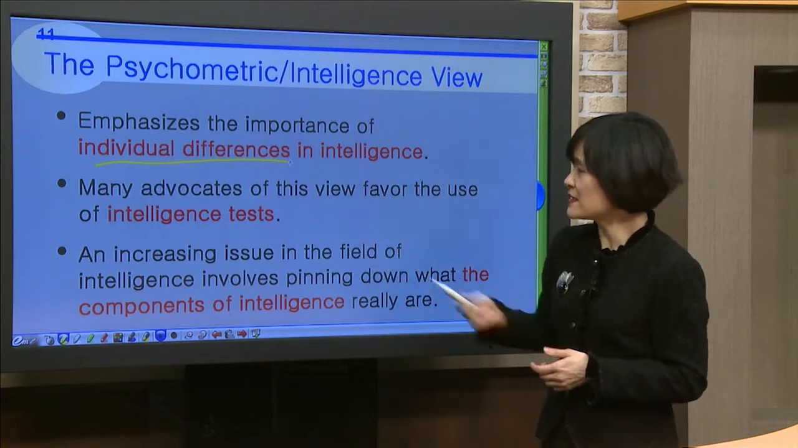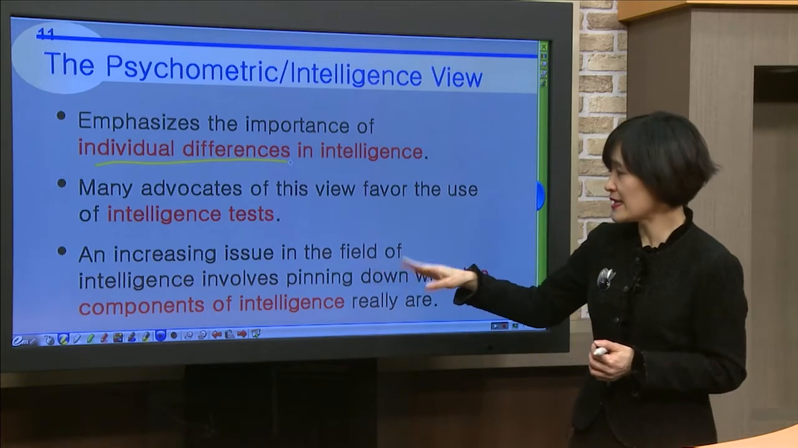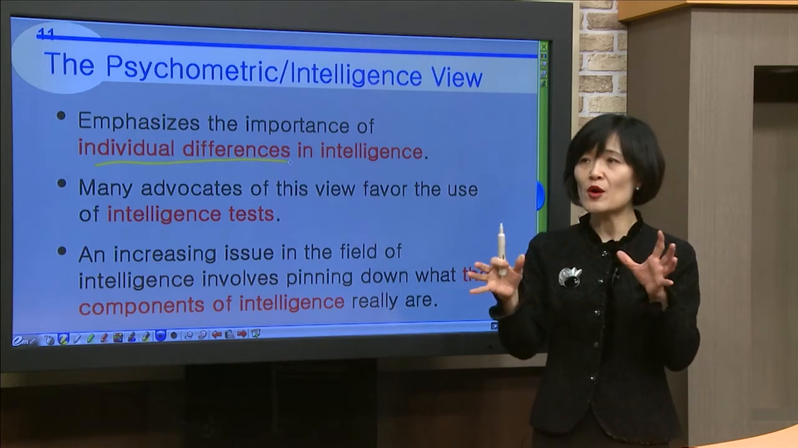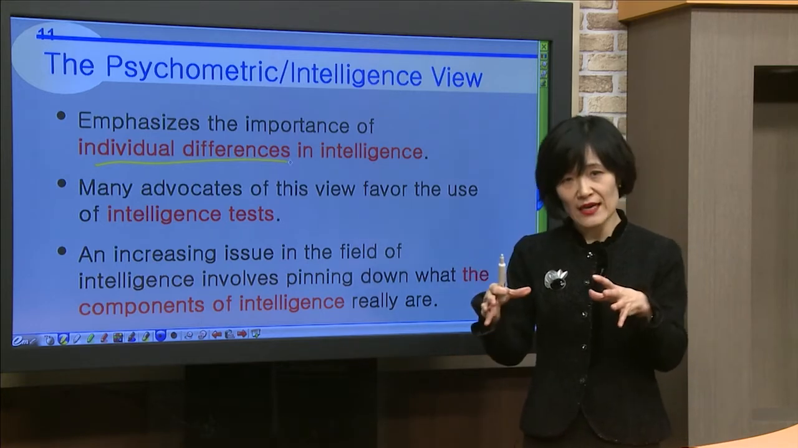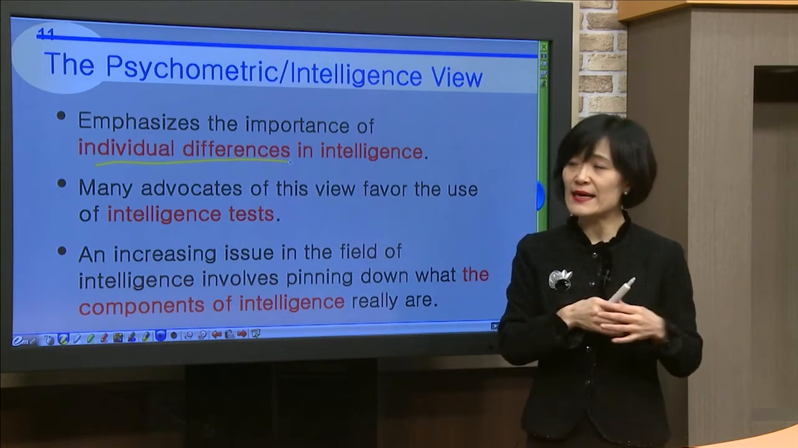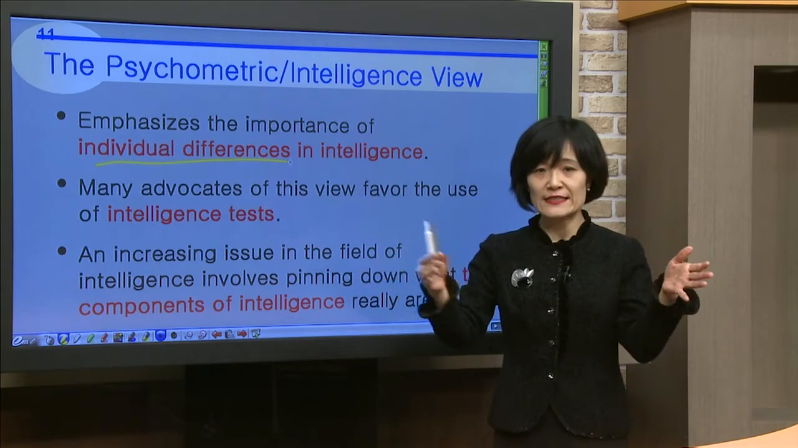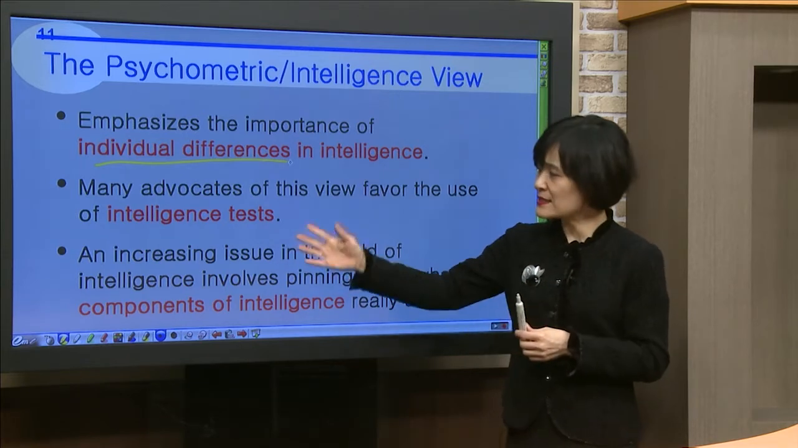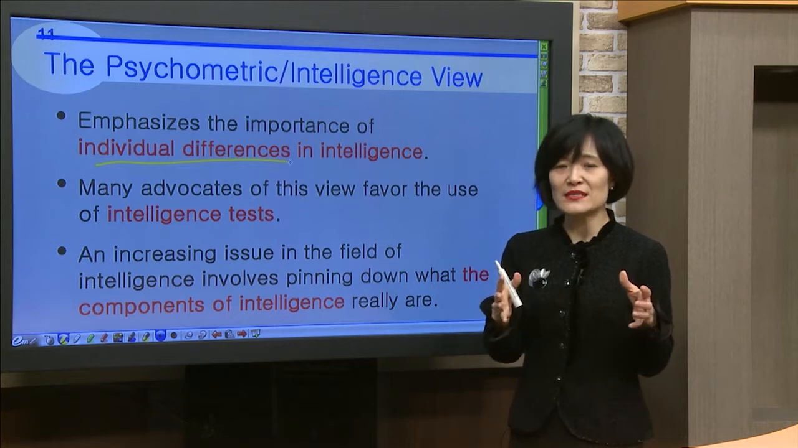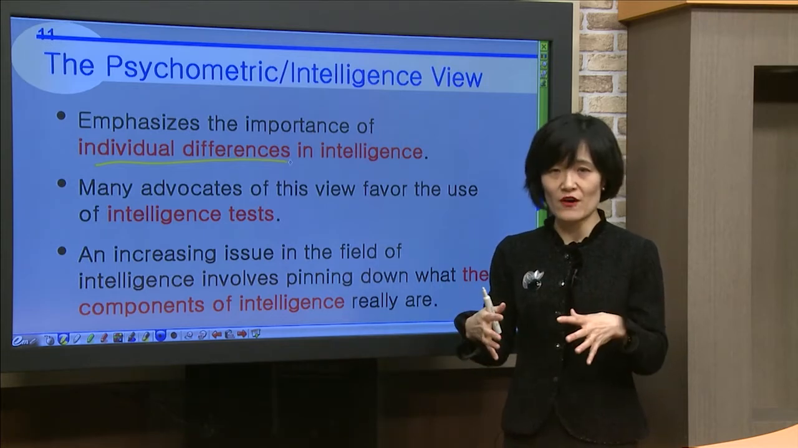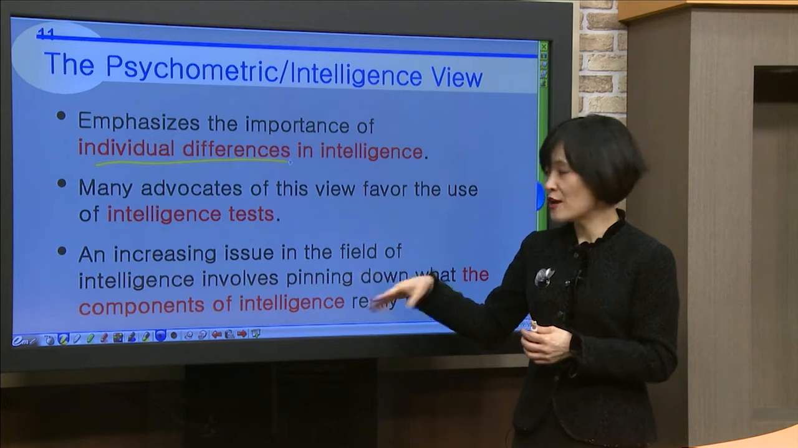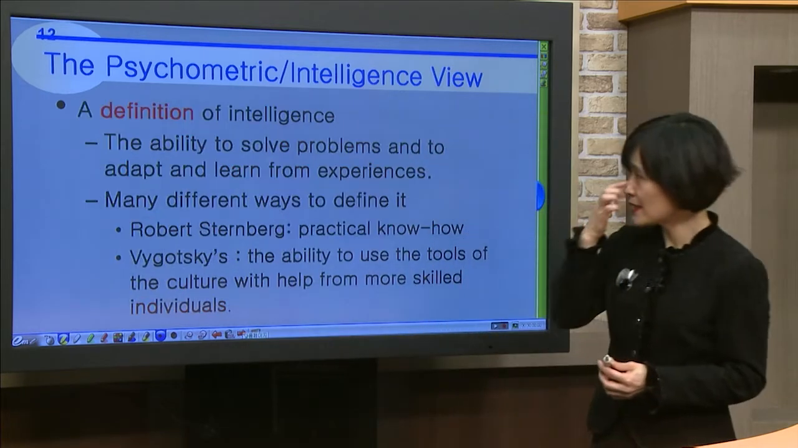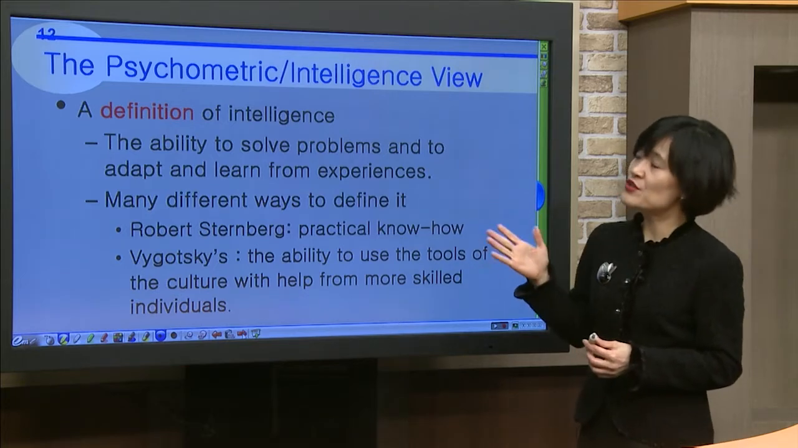The increasing issue in the field of intelligence testing is that they wanted to show what kind of components are involved in intelligence. Because the basic idea is that we want to differentiate and evaluate the individual differences, but it's getting more complex. What kind of components does an intelligence test have to involve? That is a more modern issue these days, and we are going to cover that later on. So first, I wanted to show the definition of intelligence.